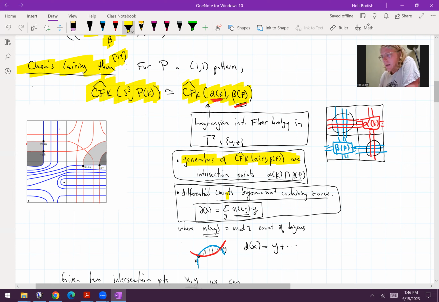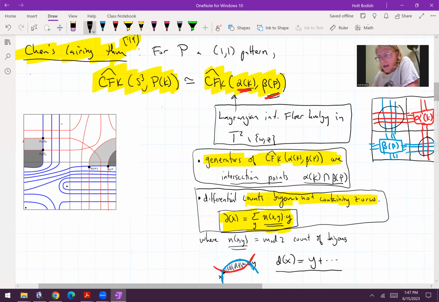And the differential on this complex counts bigons that don't contain either base point. So it's mod 2: the differential of x is the sum over all y, where we weight that generator by the mod 2 count of bigons from x to y. And these bigons come with some kind of direction, in the sense that a bigon from x to y looks like this. It has the beta curve on its left and the alpha curve on its right. So this would be a contribution to the differential of x, and it would show that y shows up at least once in the differential of x.